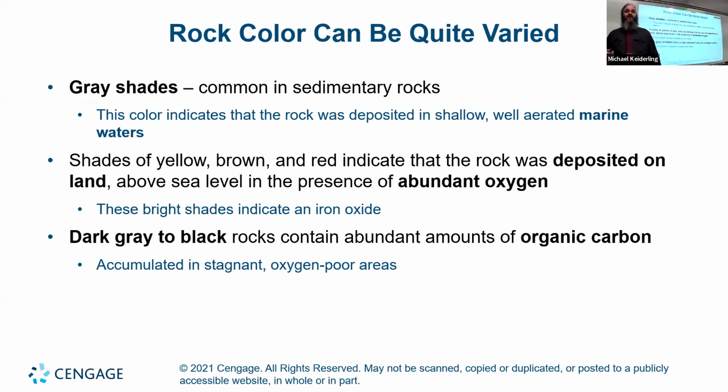So the color can be quite varied. Gray shades are common in sedimentary rocks. This indicates the rock was deposited in shallow, well-aerated marine waters. Yellow, brown, and red indicate the rock was deposited on land.